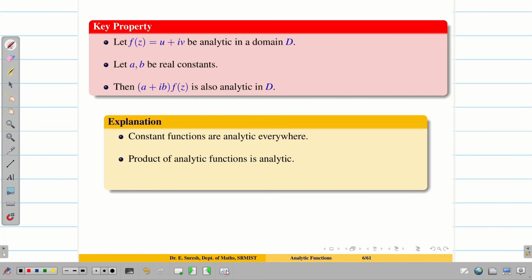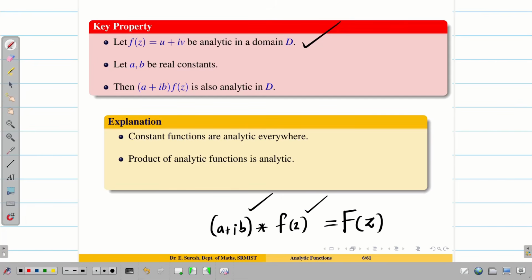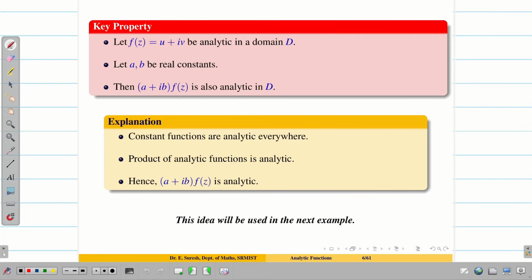So that is the reason if I am taking a plus ib, some constant function, it is analytic everywhere. And I am taking small f of z, which is also analytic according to the given question. Since both are analytic, when I multiply together, I'll get an output capital F of z, and this capital F of z is also analytic. Hope you understand, students. So this idea we are going to use and crack the problems like if you get 2u plus 3v, u minus v, etc.